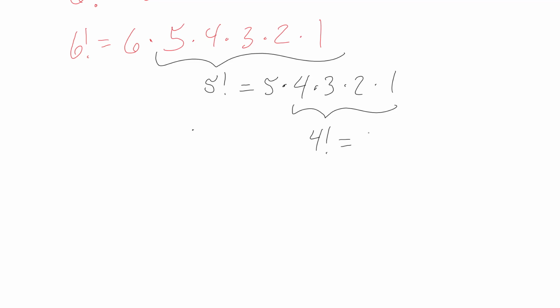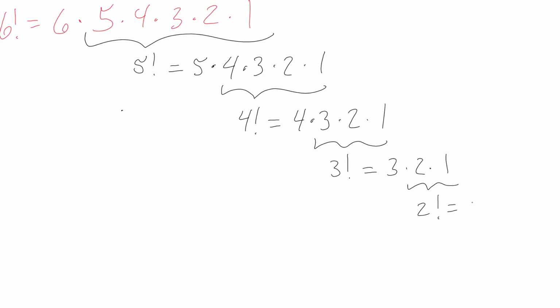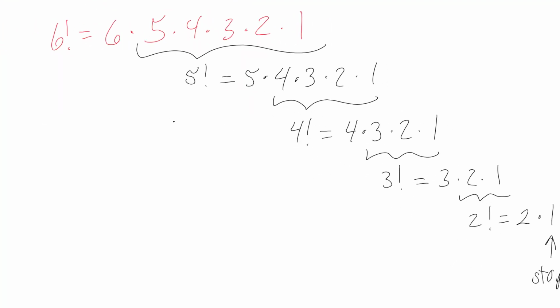And you see where I'm going here. So 4 factorial is 4 times 3 times 2 times 1, which is actually the same thing as 4 times 3 factorial, and 3 factorial is 3 times 2 times 1, which is the same thing as 3 times 2 factorial, which is 2 times 1. There we go. And then here we stop.